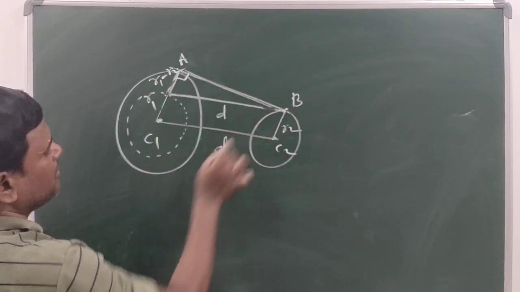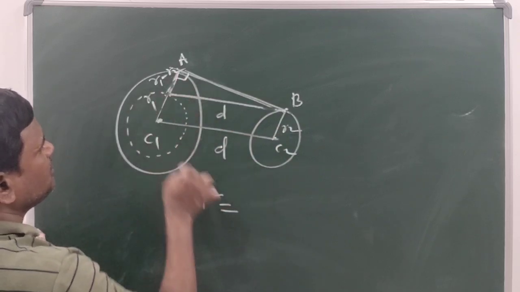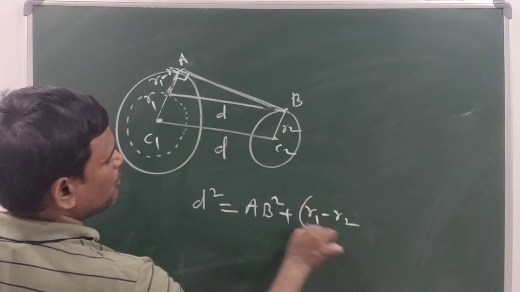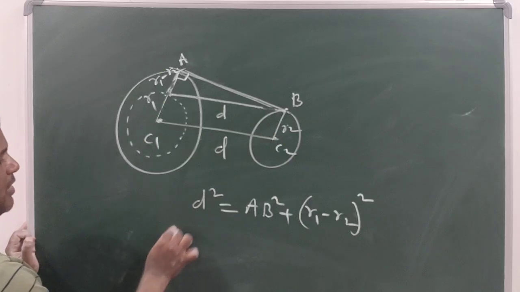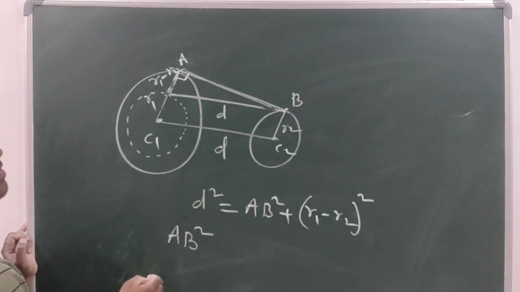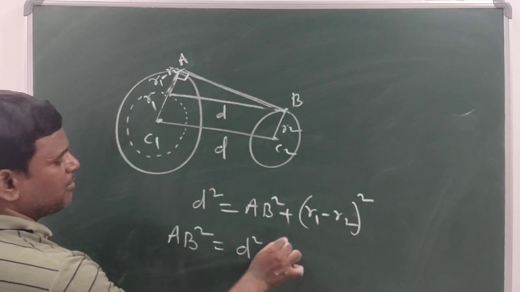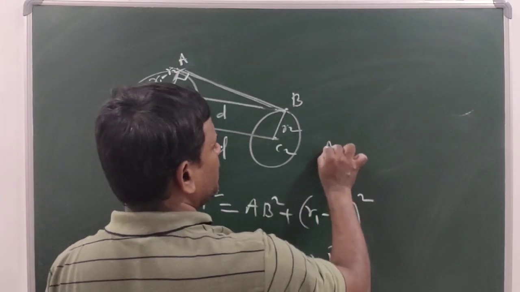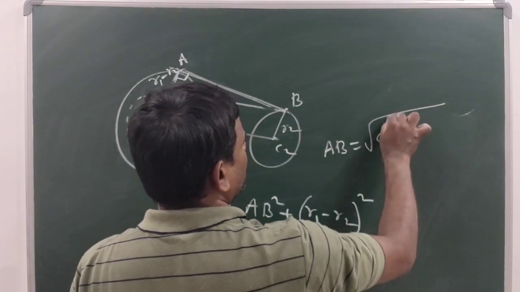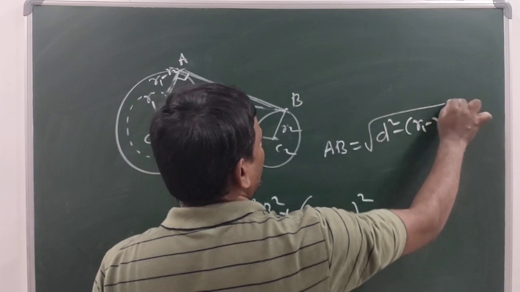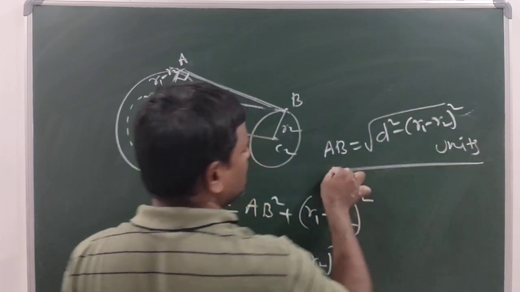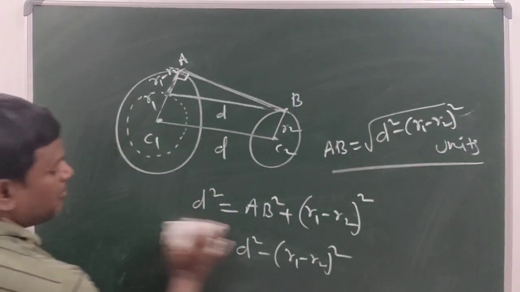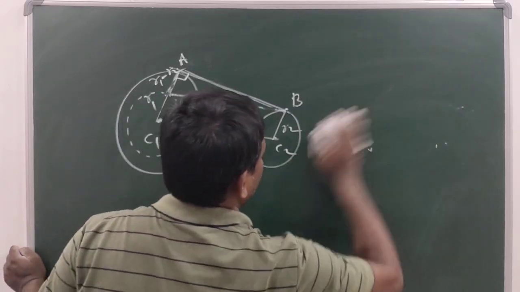Apply the Pythagoras theorem. Here D square is the hypotenuse, which is equal to AB square plus R1 minus R2 whole square. Now bring it to the left side. AB square is D square minus R1 minus R2 whole square. Now send the square to the right side so that you will get square root of D square minus R1 minus R2 whole square units. This is the length of the direct common tangent. For the transverse common tangent you will get plus in the middle.